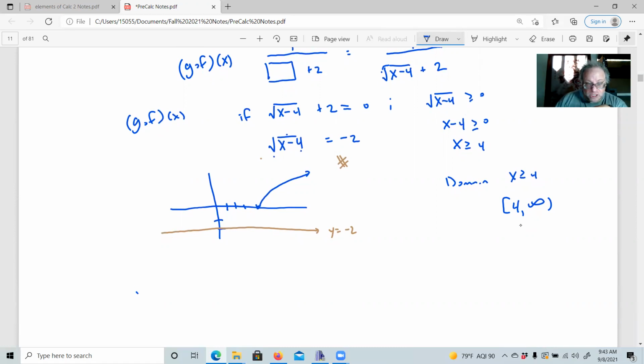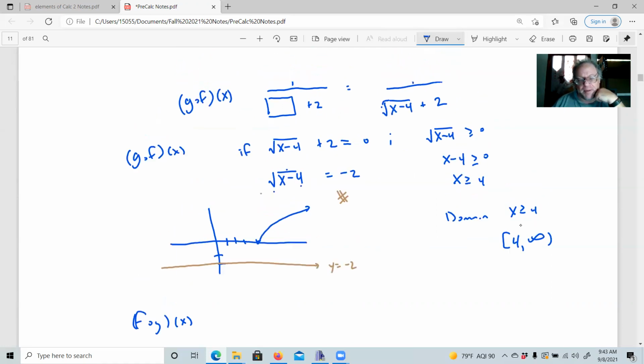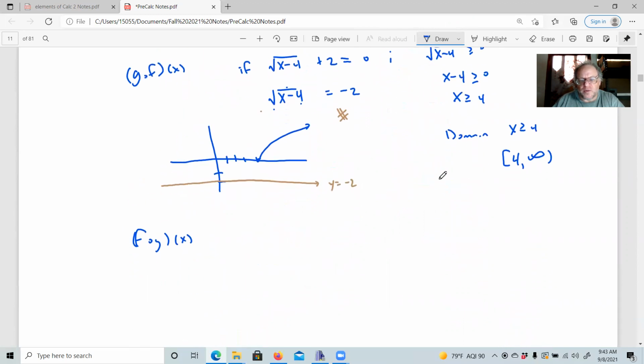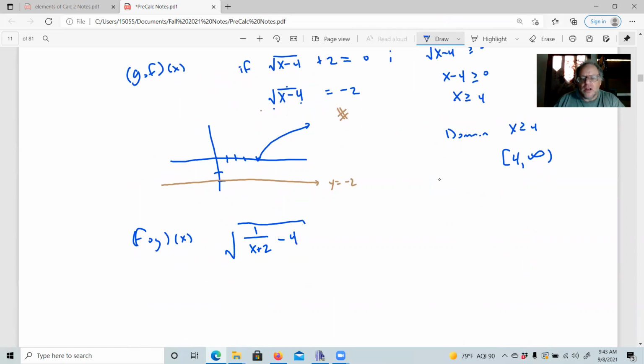Now, f circle g, hopefully it'll be just as easy. So let's go ahead and take a look at this. Let's see here. So if g was the square root of 1 over x plus 2 minus 4, there's a couple of pieces we have to check out. First off, x can't be negative 2, or we're going to be in problems.